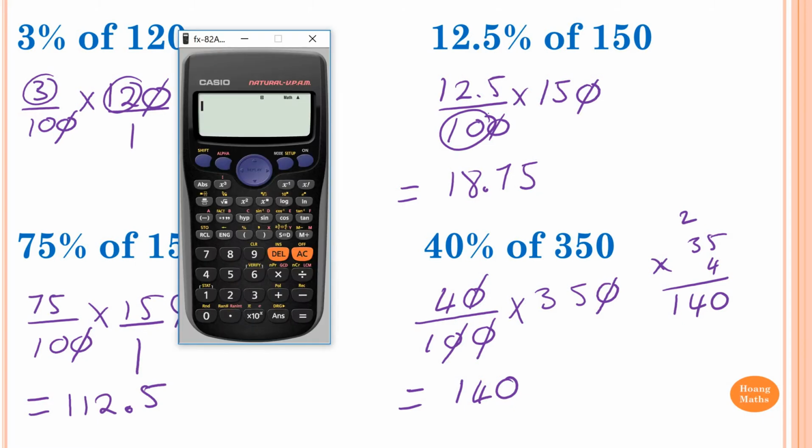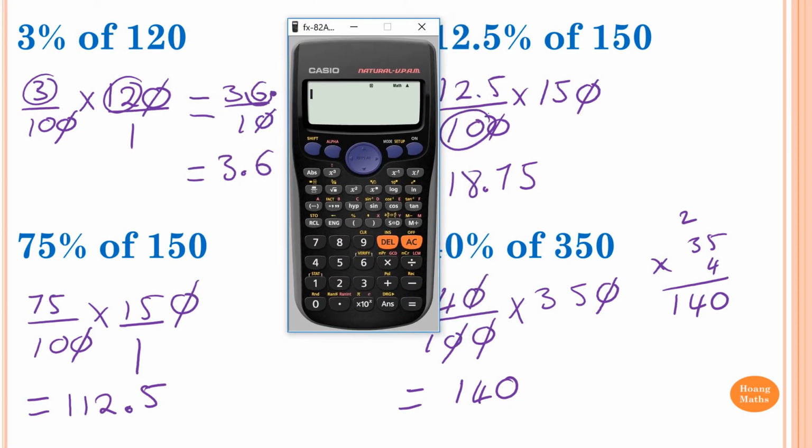So let's check. To use the calculator, of course, 3% of 120, you just go 3 per 100, and then you go times by 120. There you go. But it gives me the improper fraction. So what I do, I want decimal, I just press SD. See, 3.6.